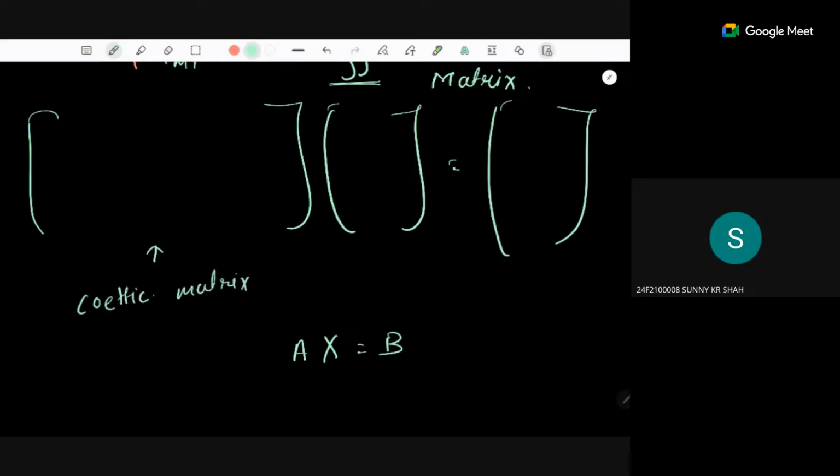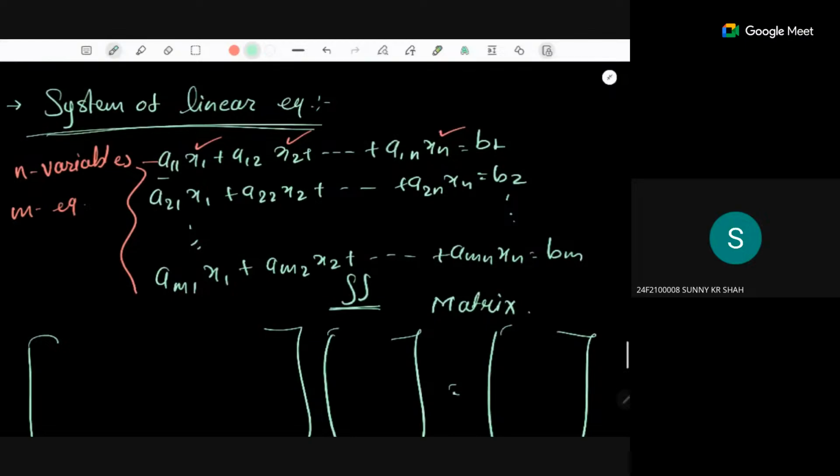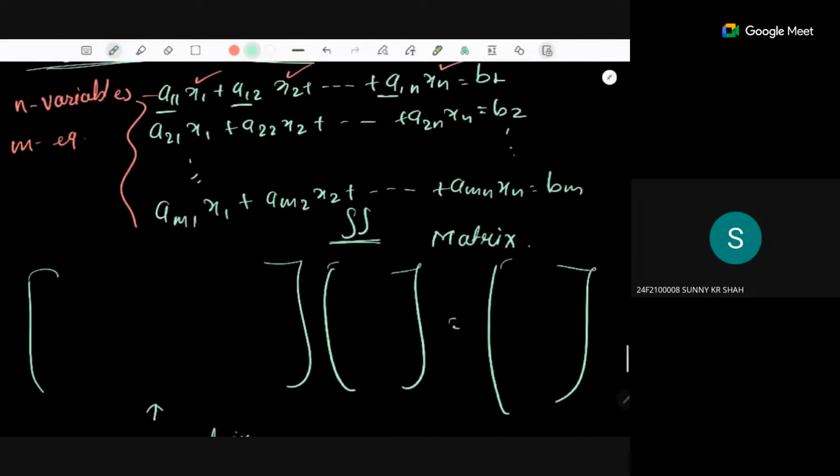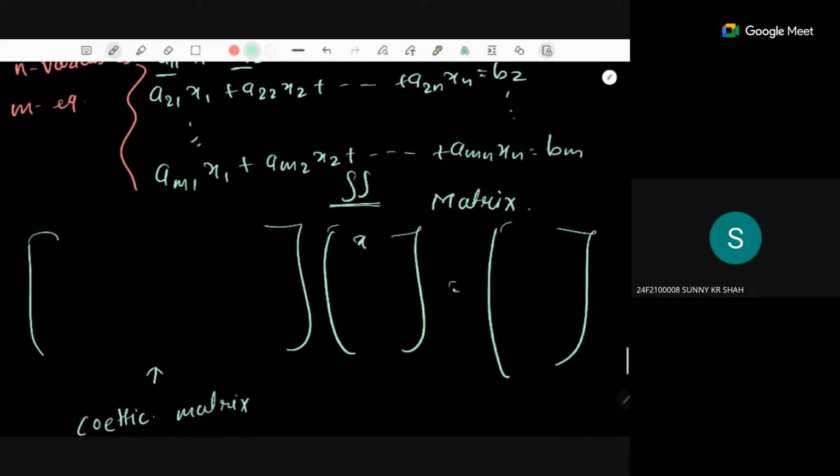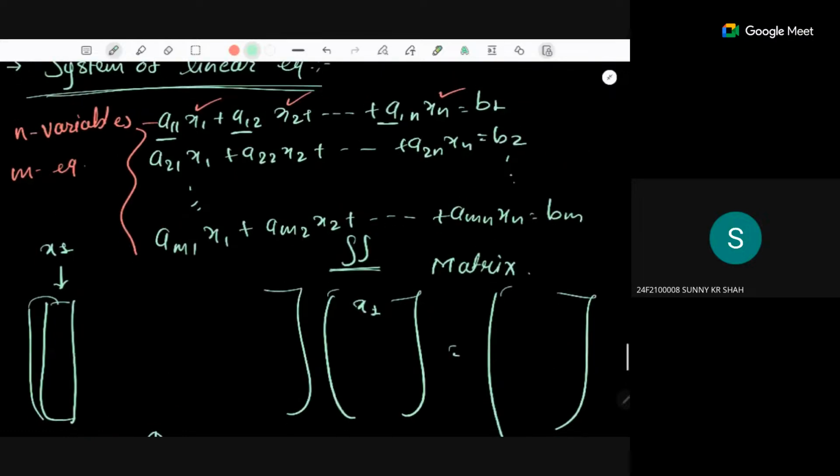Coefficient matrix means it will contain the coefficients of each variable. Okay, but you will write the coefficients in a precise manner. So for example, if the first variable is x1, then the first column of this matrix will contain all the coefficients of variable x1. So what are the coefficients of variable x1? They are a11, a21 up to am1. So that means in this matrix the first column will be a11, a21 up to am1.